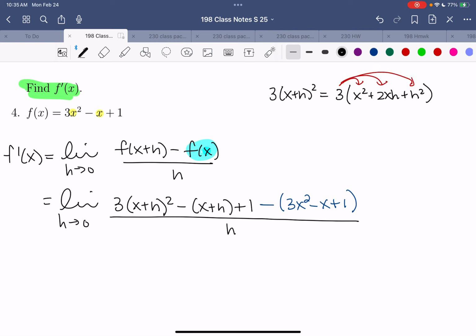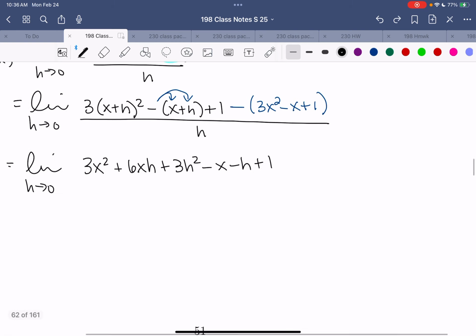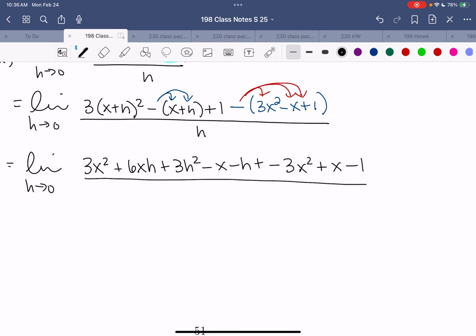All right. That's going to give us the limit as h goes to 0 of 3x squared plus 6xh plus 3h squared. Now, I'm distributing this negative to the x and the h, minus x minus h plus 1. So that is all of my f of x plus h expanded. Now, I'm going to go ahead and distribute this negative, because I'm subtracting all 3 of those terms. So minus 3x squared plus x minus 1. All over h.